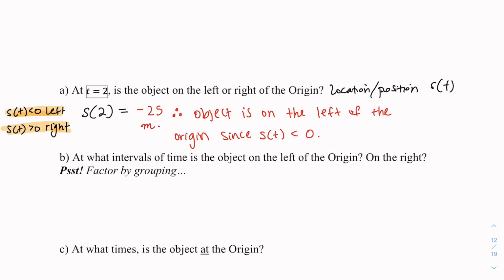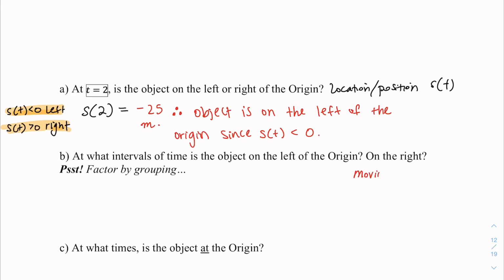Okay, for part B, it says at what intervals of time is the object on the left of the origin or on the right of the origin? So again, they're not asking when we're moving leftward or rightward. If they had asked, when are you moving to the left, then I would have used v. So if they'd used this terminology, then I would be using v of t, where it's negative and positive. But since they're just saying, where is the object, we are again simply analyzing the position function.